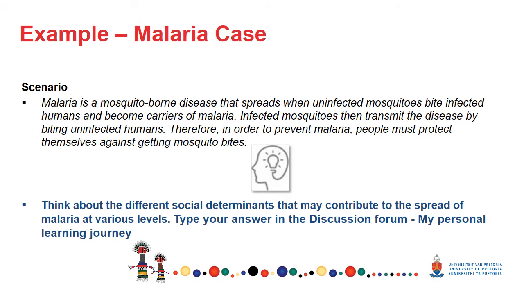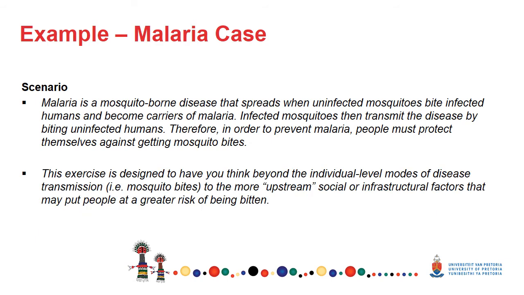Let us look at this case of malaria. Think about the different social determinants of health that may contribute to the spread of malaria at various levels. Type your answer in the discussion forum, My Personal Learning Journey.